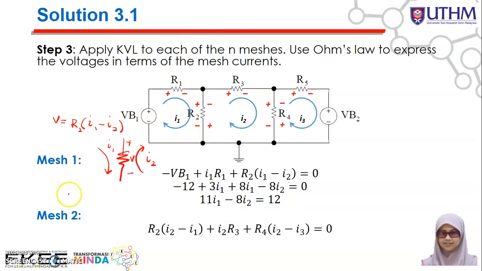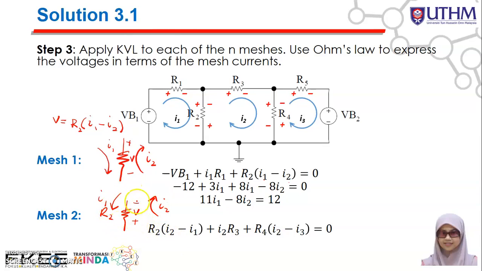Okay, so in this case, here is my resistor R2, and the voltage is plus, minus. Here I have I2 and here is I1. So that's why the voltage across R2, based on this mesh current, is equal to R2 multiplied with I2 minus I1.